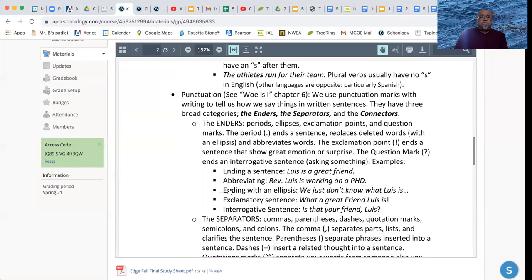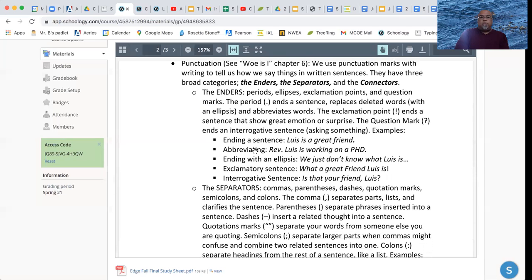Now, punctuation. See What Was I, chapter 6. This is probably one of the longest sections that's going to be on the test, but let me try to go over this. We use punctuation marks with writing to tell us how we say things in written sentences. There are three broad categories: the enders, the separators, and the connectors.